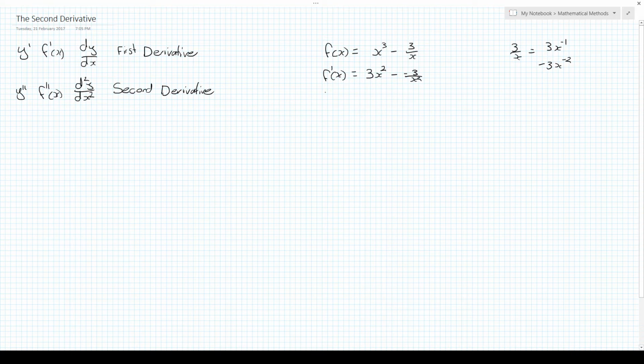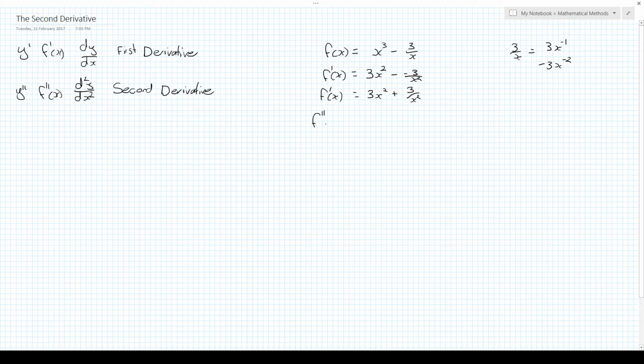So all of this ends up being simplified like f dash x being equal to 3x squared plus 3 over x squared. Alright, that's our first derivative. So what's our second derivative? Let's go through and work it out.